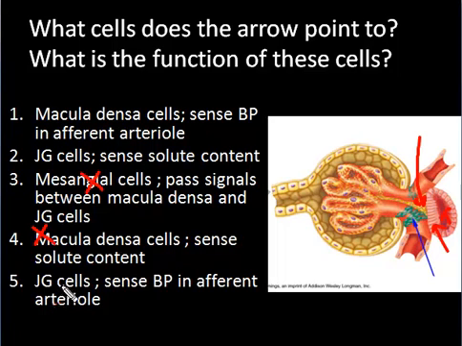The correct answer is this one, which says JG cells. So these are the juxtaglomerular cells, you can see close to the glomerulus, and they do sense blood pressure because blood is flowing through the arteriole. Therefore, cells present in the arteriole will be able to sense blood pressure. Cells which line the distal convoluted tubule will not be able to sense blood pressure because no blood flows through the distal convoluted tubule. Filtrate is flowing through that, so hence these cells which are macula densa, they will be able to sense solute content.